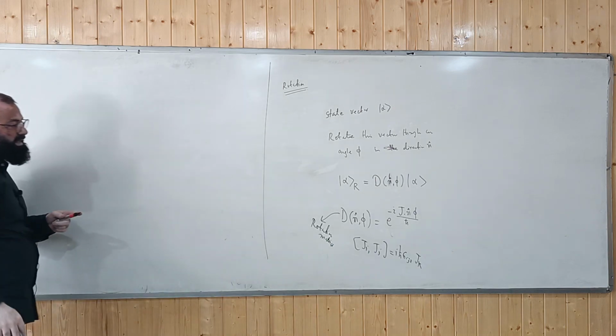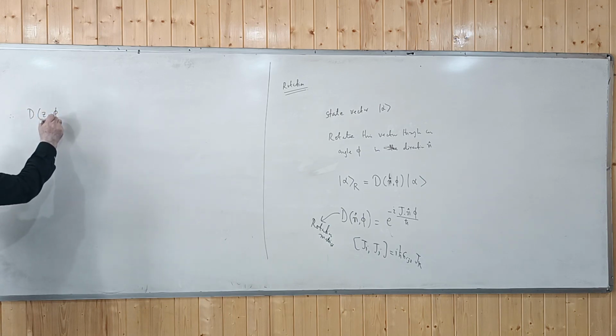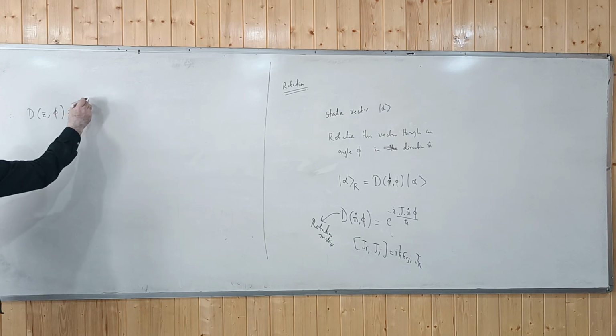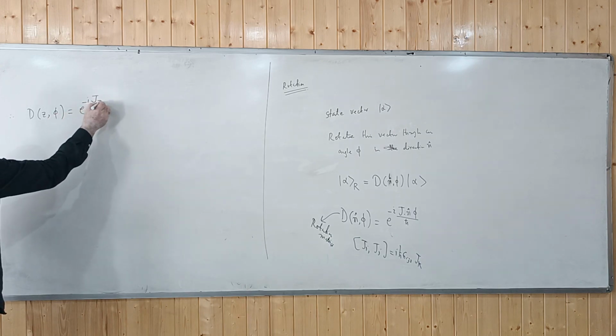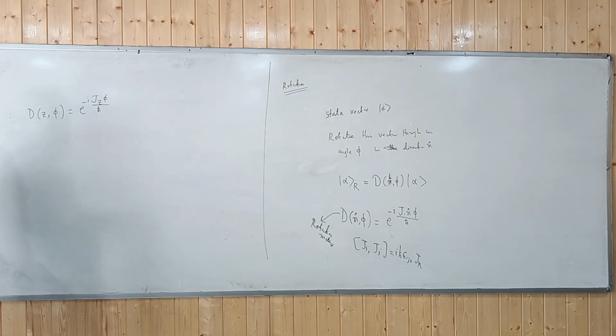Okay. So now let's consider a rotation about the z-axis, through an angle phi. How will the operator be? It will be simply e^(-i Jz phi/ħ). Clear? Similarly, you can do it along the x-axis, y-axis, and so on.